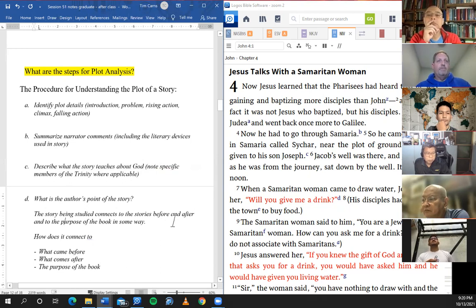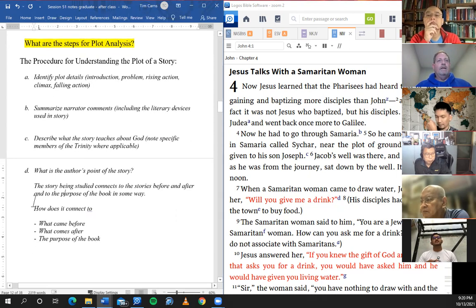The last step in plot analysis is now putting everything together. What is the author's point? What is he trying to communicate through the story?